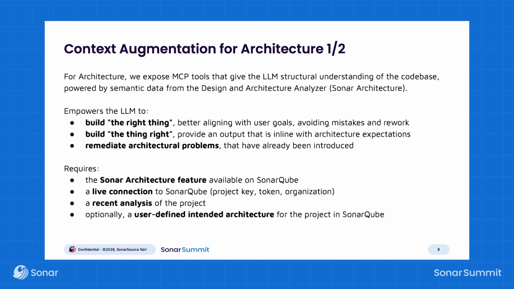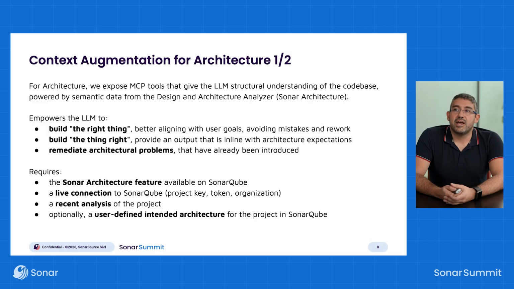And now for architecture, we focus on three different areas. We want to help the LLM build the right thing, which means aligning with the user goals and avoiding mistakes while generating the code. Essentially, we want to have less chance of the LLM building code that doesn't work or doesn't pass the test. But also we want the LLM to build the thing right, which means we want the LLM to generate code that is in line with the architecture.